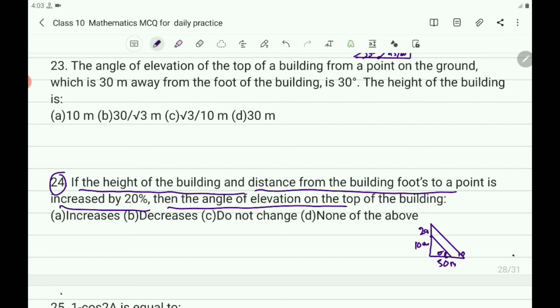Now you take the ratio here. In the first case, let us take tan theta. Tan theta becomes 100 by 50. And in the second case it becomes 120 by 50 plus 10, that is 60. So here that ratio remains the same, so theta also remains the same. Therefore you can say that it does not change. Option C is the answer. Here the ratio will not change, and as the ratio will not change, the angle of elevation is also not changing; that remains the same.